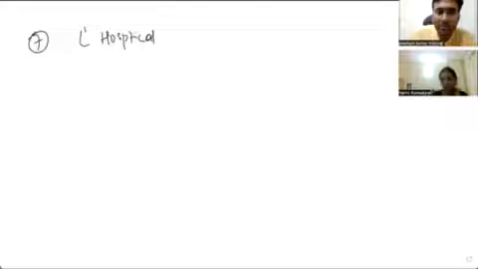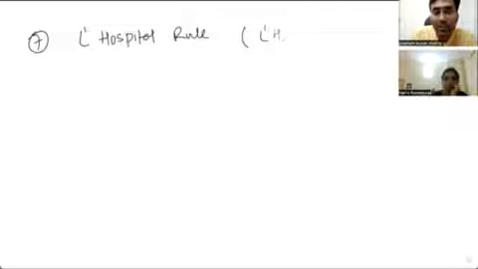Next, we have L'Hospital's rule, that you haven't done before, I think. It is read as L'Hospital rule, and hospital is written like HOSPITAL. In short, it is called the LH rule. What does this rule say? This rule is valid for two forms.